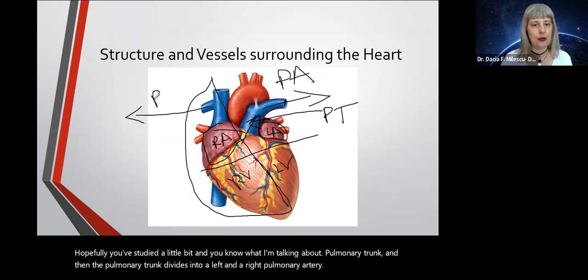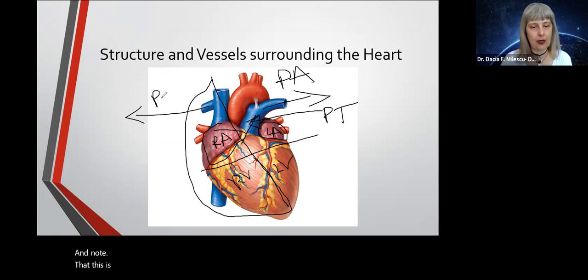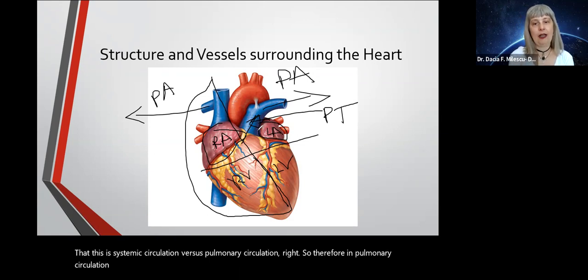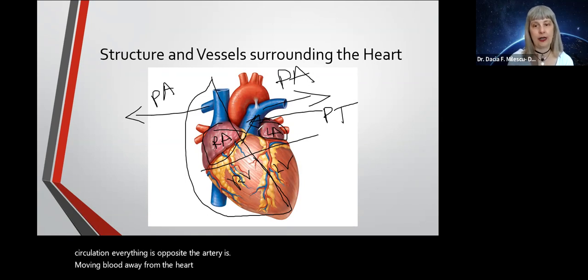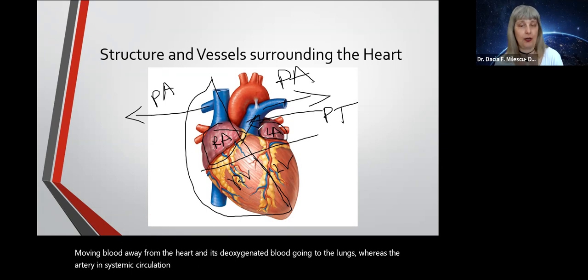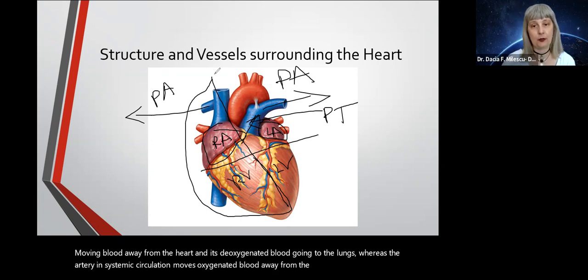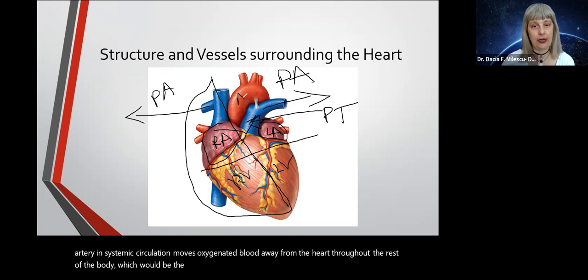And note that this is systemic circulation versus pulmonary circulation, right? So therefore, in pulmonary circulation, everything is opposite. The artery is moving blood away from the heart, and it's deoxygenated blood going to the lungs. Whereas the artery in systemic circulation moves oxygenated blood away from the heart throughout the rest of the body, which would be this vessel here called the aortic arch, which feeds into the aorta.